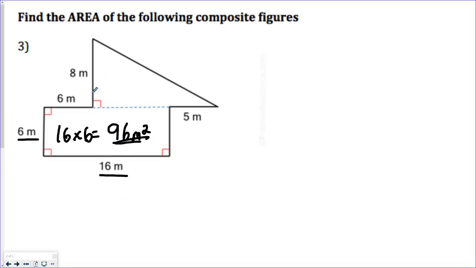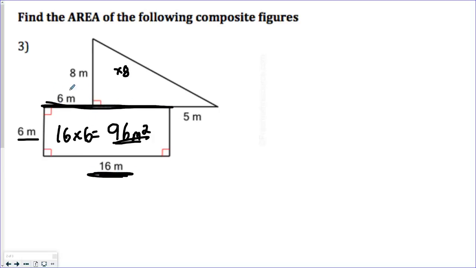Now I need the area of this triangle. Well, the way you get the area of the triangle is you do base times height divided by 2. So base times height divided by 2. Well, I got the height part, that's 8, but I don't really have the base yet. I have this little part here as 5, but I also need this little edge piece right here. Well, again, we have to kind of use what we know about the shape here. The entire length from here to here, this entire line right here, that's 16 meters long.